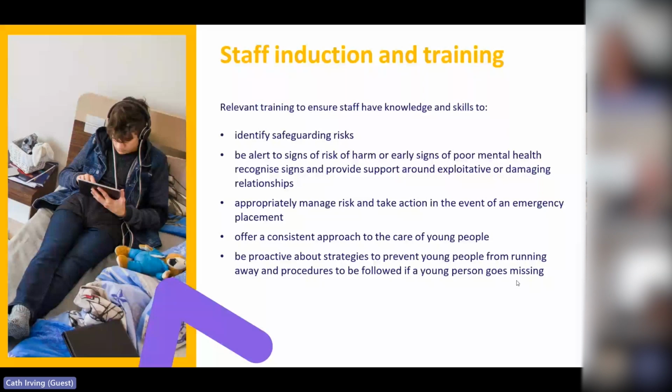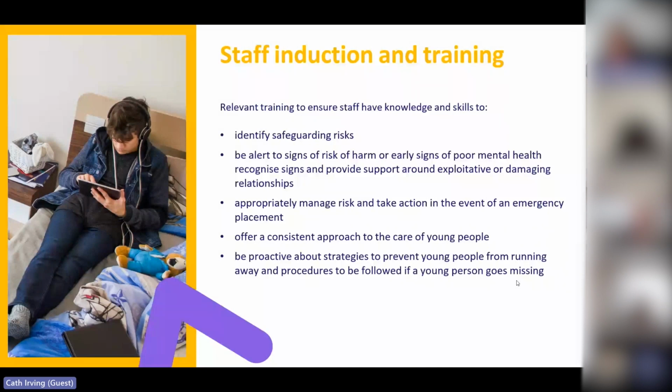Guidance says that staff should have the relevant skills and knowledge to identify safeguarding risks and early signs of poor mental health, and they need to know how to take action and how to escalate concerns if they feel that existing resources aren't available or aren't flexible enough to meet that young person's needs.